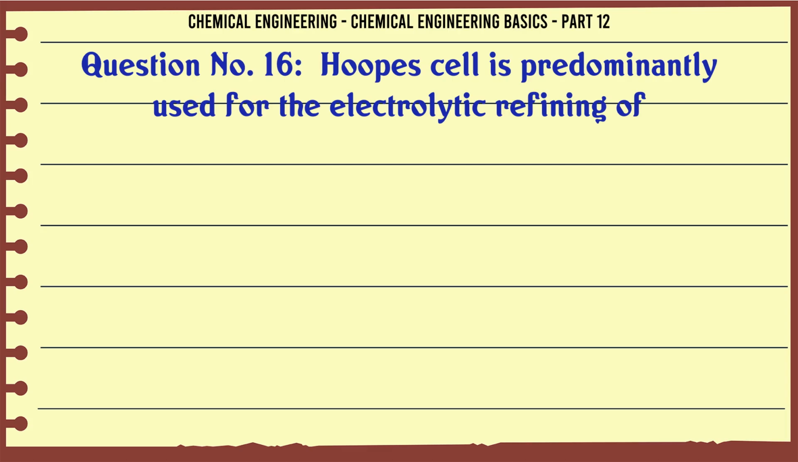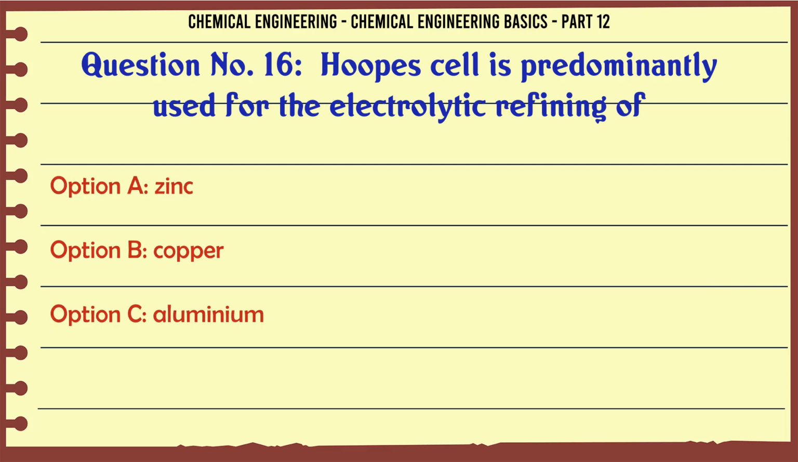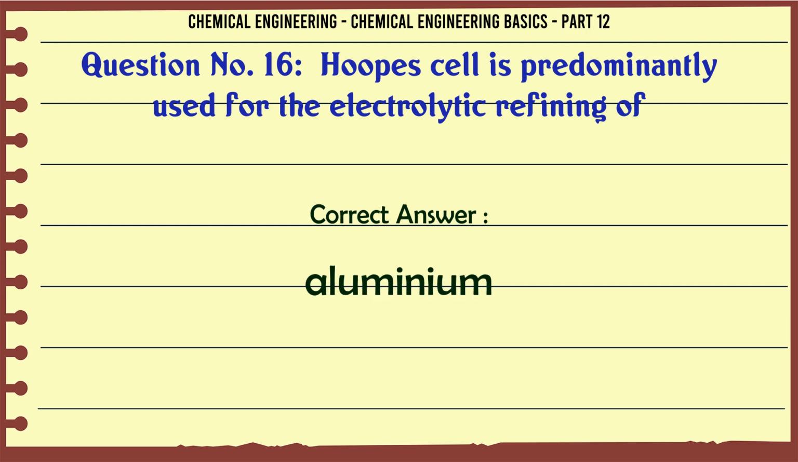Hoopes cell is predominantly used for the electrolytic refining of A. Zinc. B. Copper. C. Aluminium. D. Tin. The correct answer is aluminium.